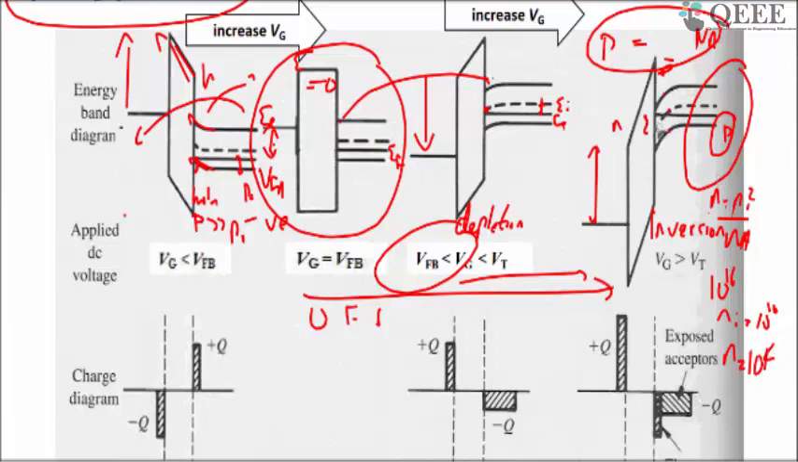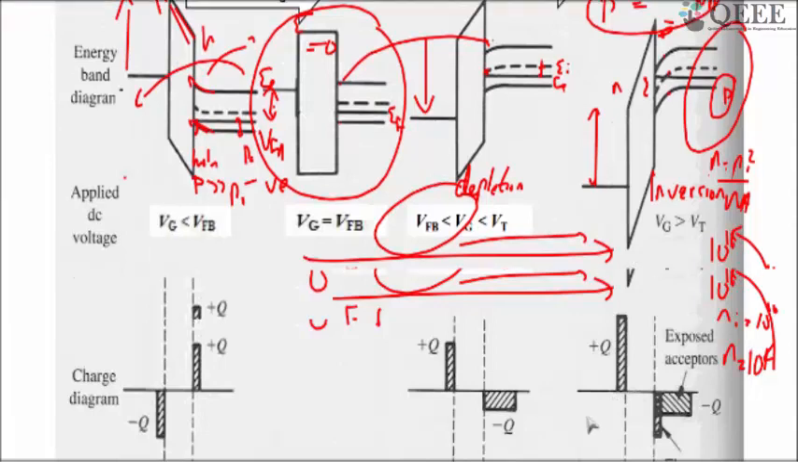But when you invert, you are converting from a p-type material to an n-type substrate. So it goes from 10 to the power of 4 to 10 to the power of 16. It's a large change. The electron concentration is increasing from 10 to the power of 4 to 10 to the power of 16. Now the question is, where does this come from?